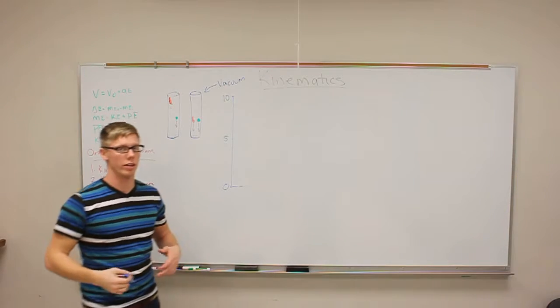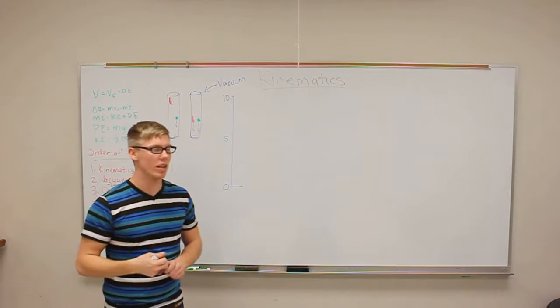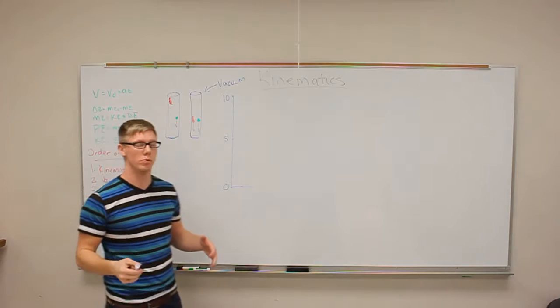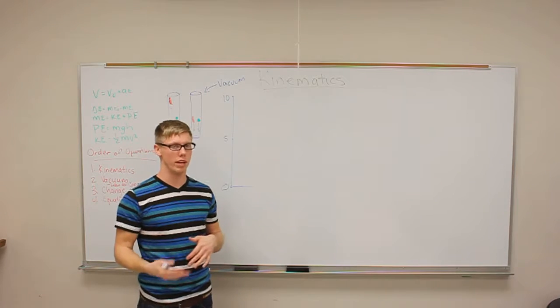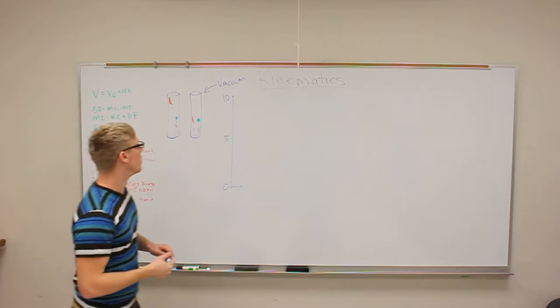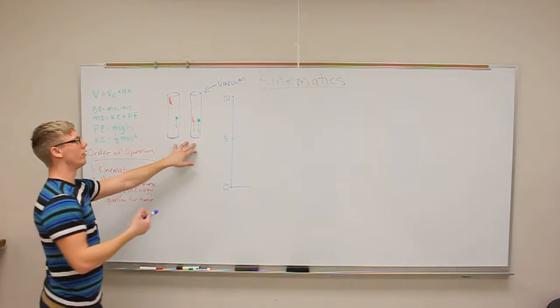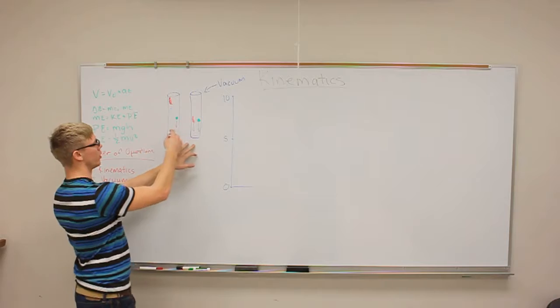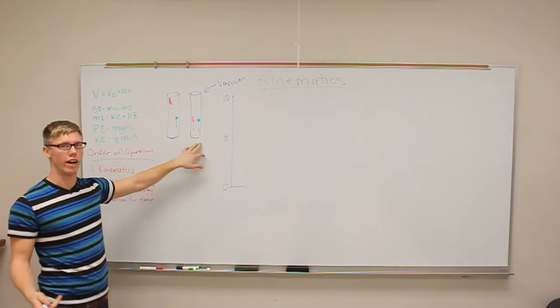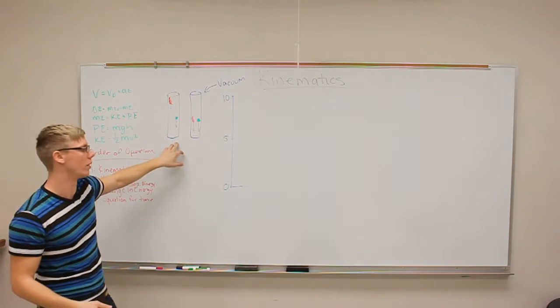Today we're going to be talking about kinematics in physics. Kinematics is defined as the description of how an object moves. Right here I have a picture of two worlds, you can say. A perfect world, which would be in a vacuum, and then our reality world that we live in.